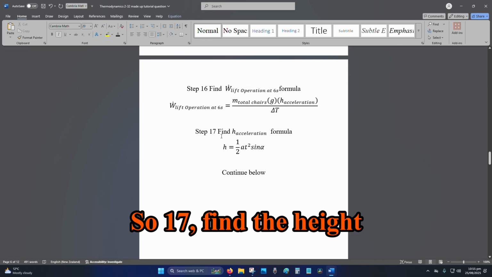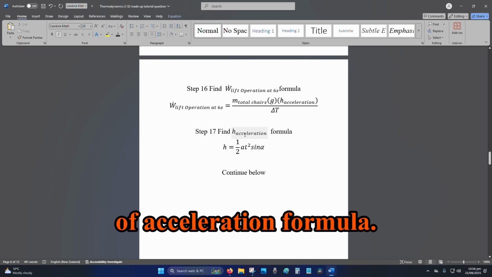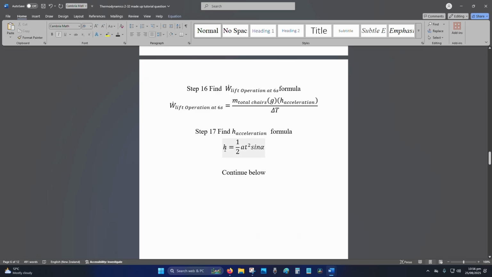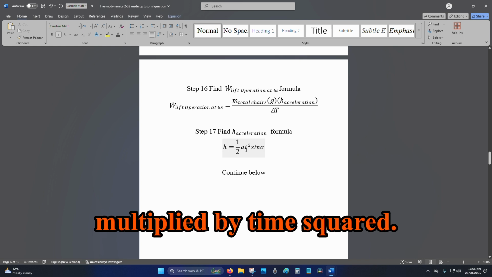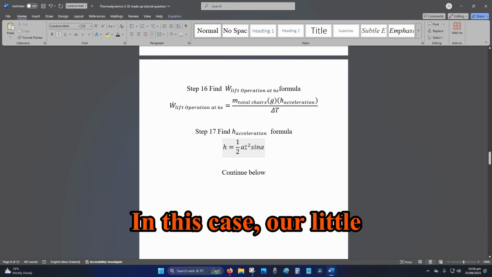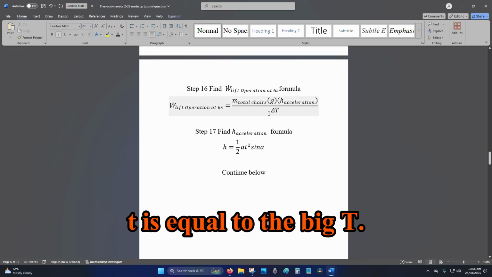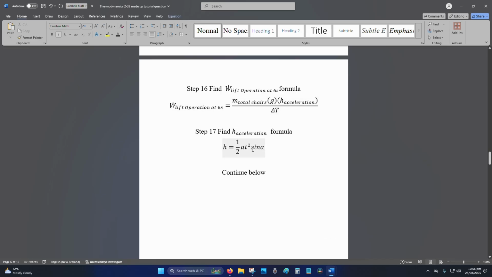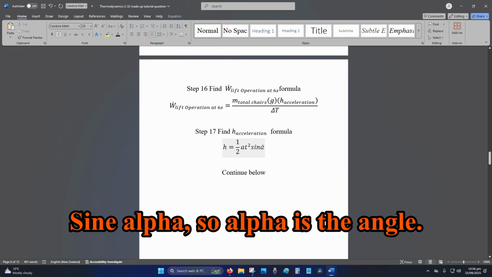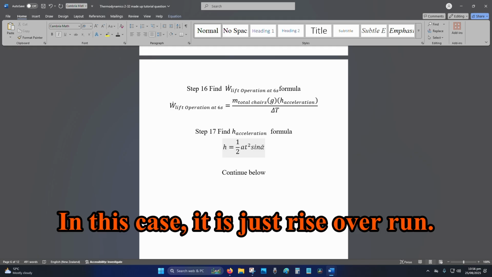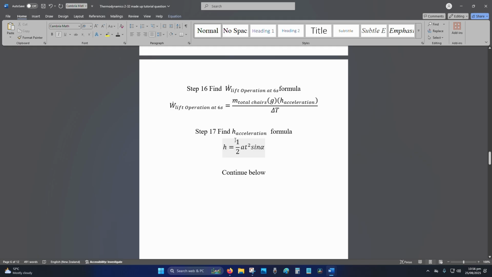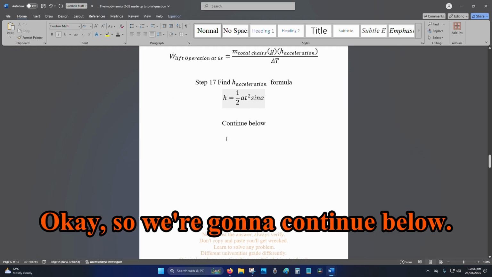So 17, find the height of acceleration formula. So height is equal to half acceleration multiplied by time squared. In this case, our little t is equal to the big T. Sine alpha. So alpha is the angle. In this case, it is just rise over run. Okay, so we're going to continue below.